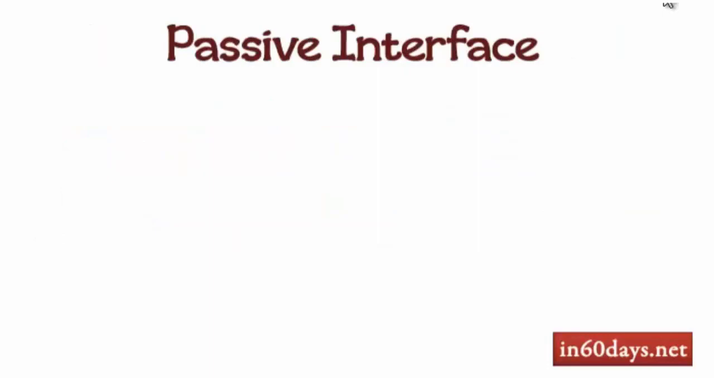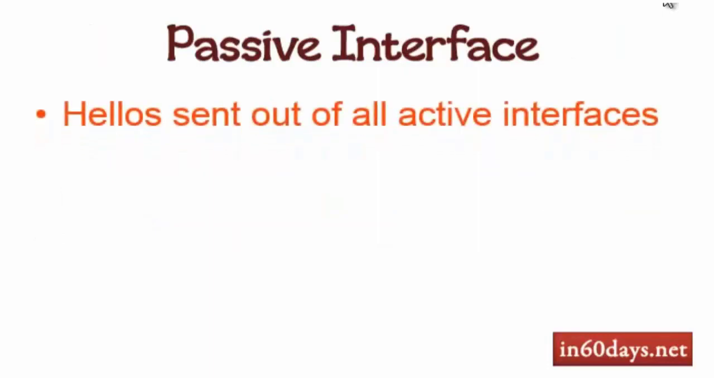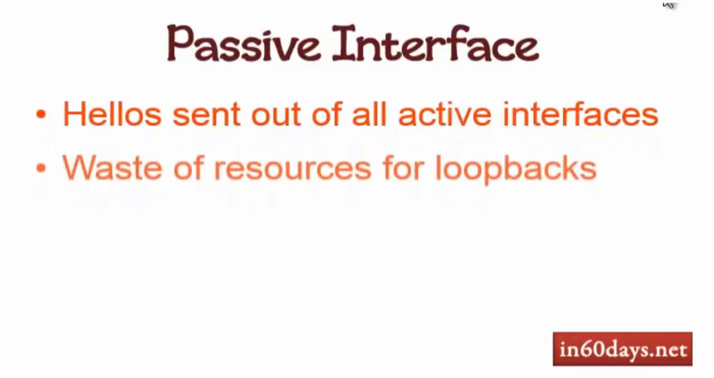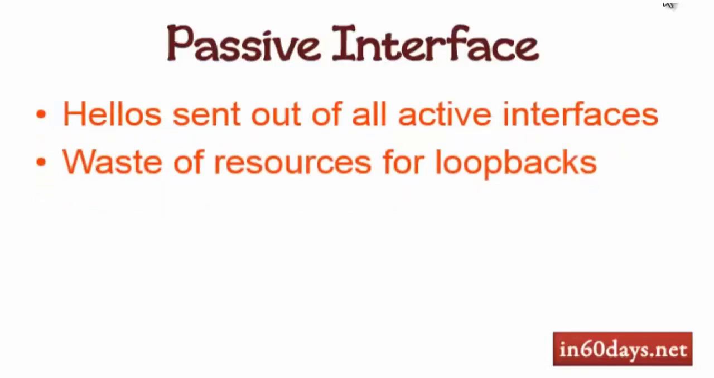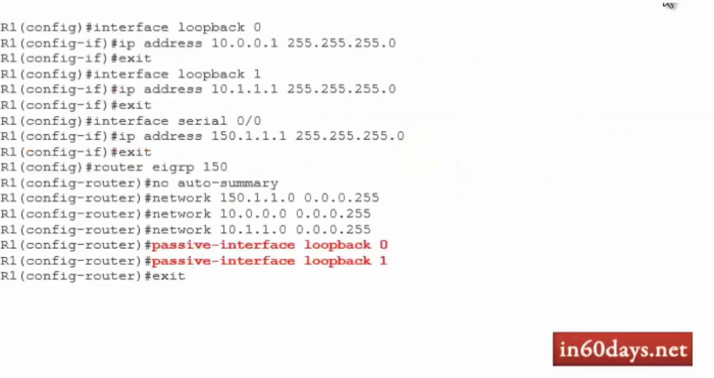Passive interface, another exam topic. Hellos are sent out of all active interfaces. If you've got, for whatever reason, a lot of loopbacks that don't have any networks attached, which you could be doing as part of a test before you install, or for whatever other reason you don't want updates to go out, then you have to configure these interfaces as passive interfaces. You do that in the config router mode for EIGRP, and it's passive-interface and then the interface name and number.